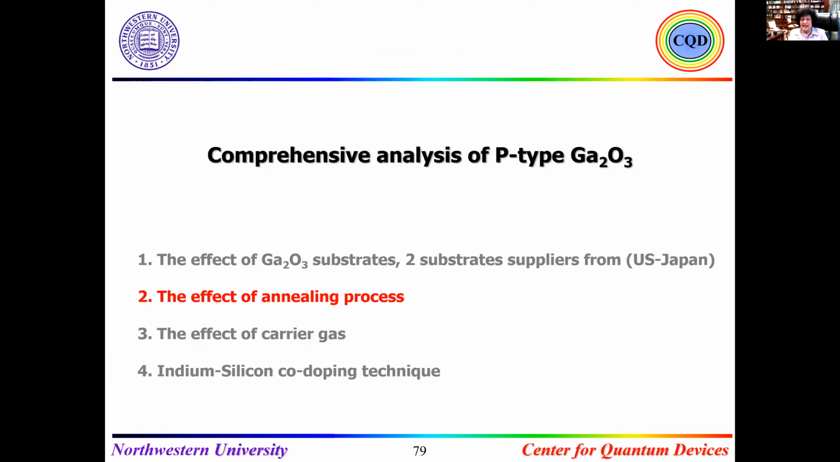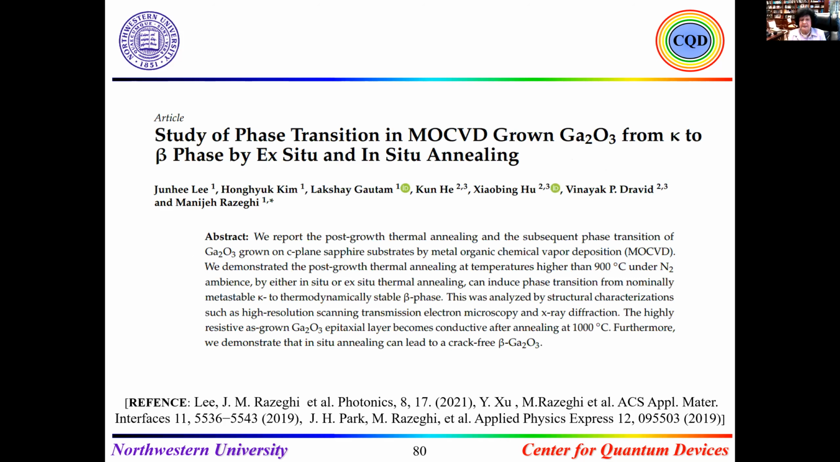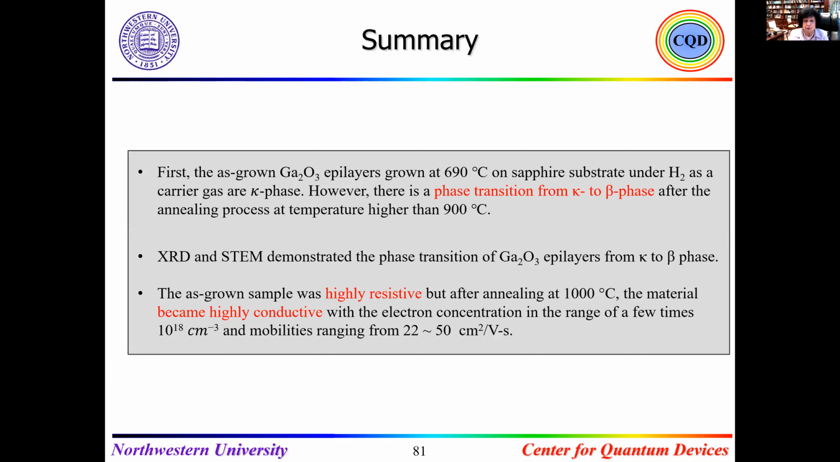Now, the other one is the effect of the annealing process. We did the annealing again, and we found that the material is the copper phase, and when annealed at 1000 degrees, more than 900, it becomes beta phase. And that, again, we published, and the conclusion was that we demonstrated the phase transition from the copper to beta. At the same time, we demonstrated that when we doped with silicon and annealed, it becomes beta phase and conductive, with a carrier concentration of a few 10 to the 18 and a mobility at room temperature of 22 to 50.